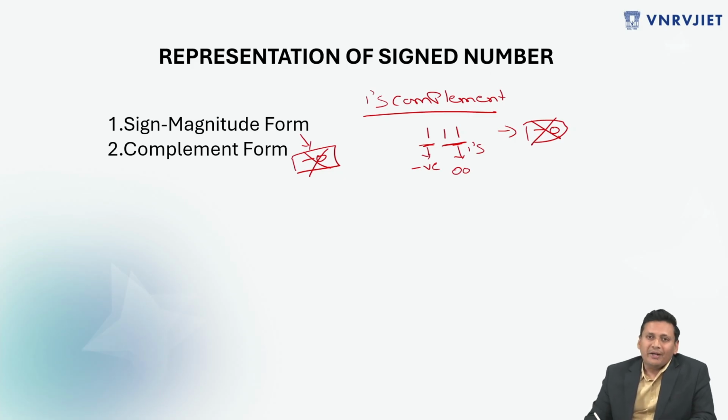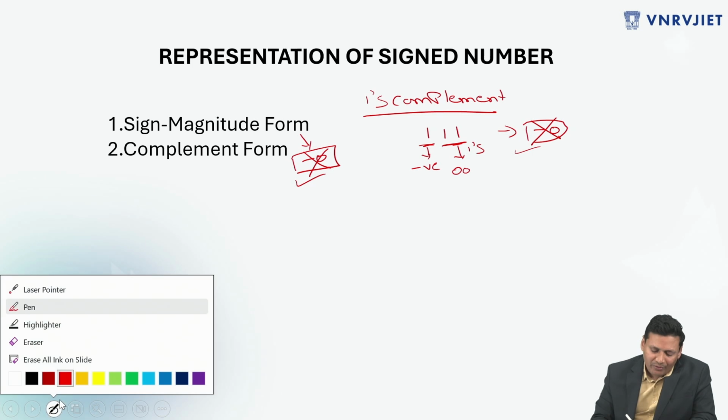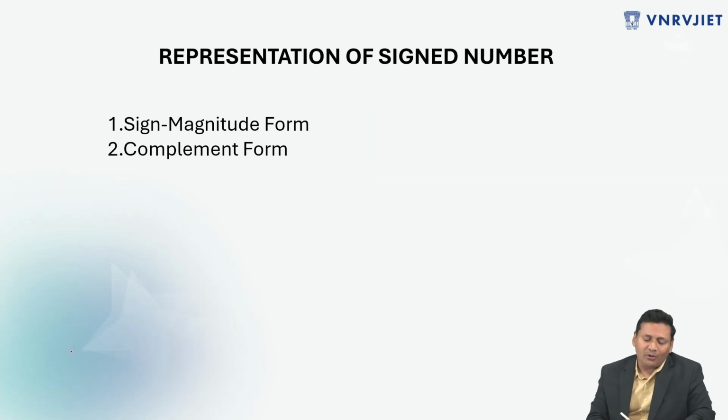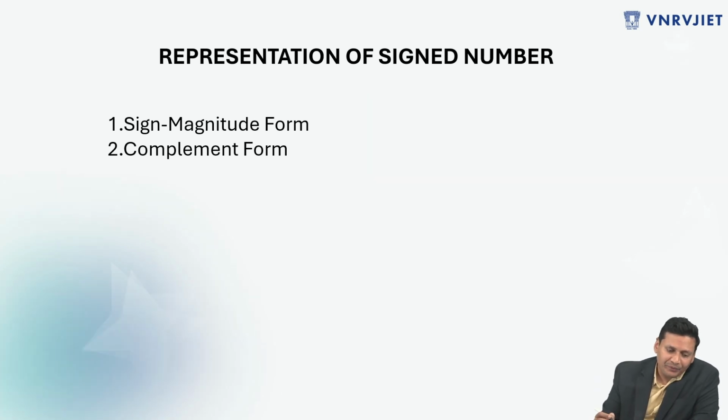Clear? By now, you should have understood that the first method, sign magnitude form, is not used because of the combination of minus 0. Similarly, in the complement method, the first one, the ones complement method, is also not feasible because again we are getting a combination of minus 0. So now we'll look into our last method, the two's complement method, right?